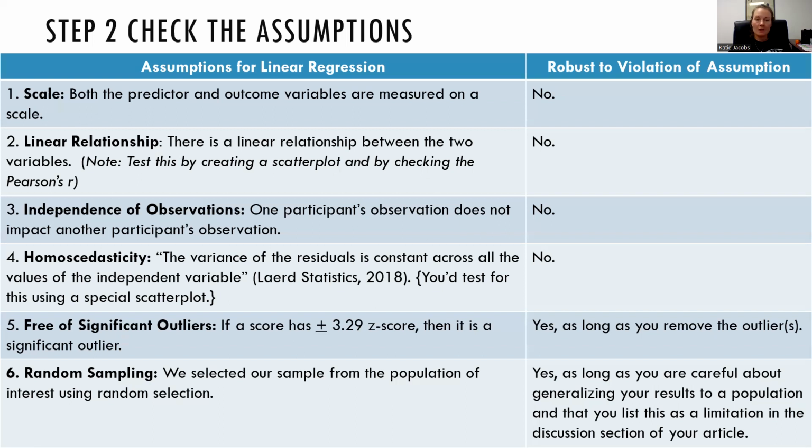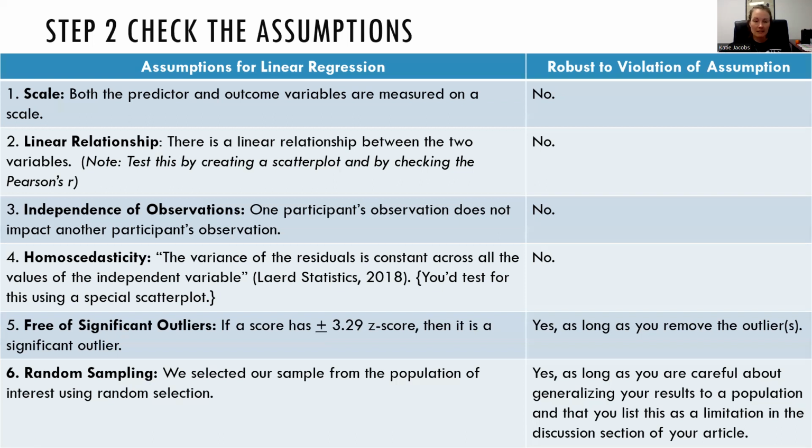And then our last one is random sampling. And this is that we select our sample from the population of interest using random selection. And this is okay as long as we're careful about generalizing our results to the population. And then we list this limitation in the discussion section of our article. So this is pretty common. We've seen most of these before. These are slightly different because they do kind of run in with what we're doing with linear regression.